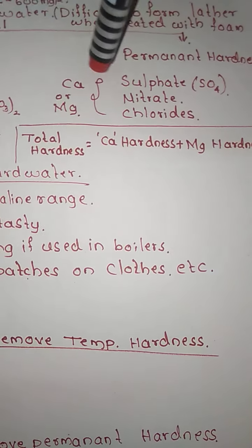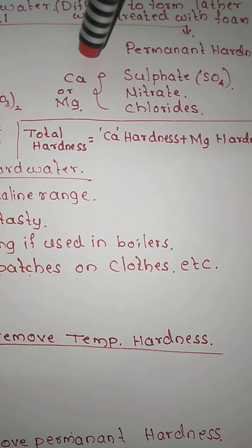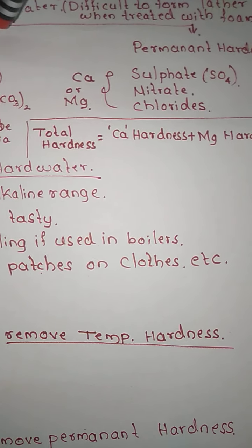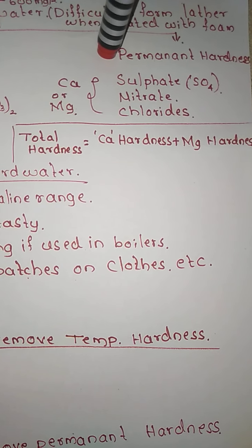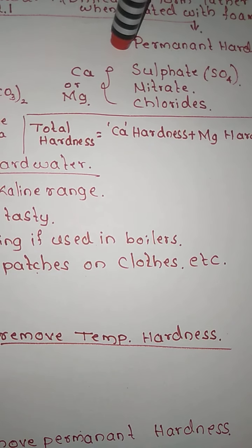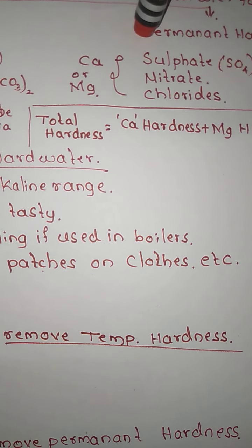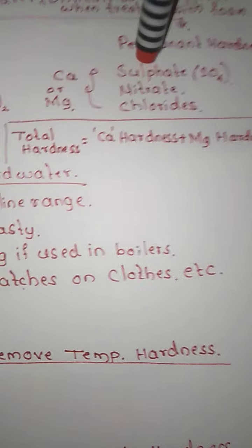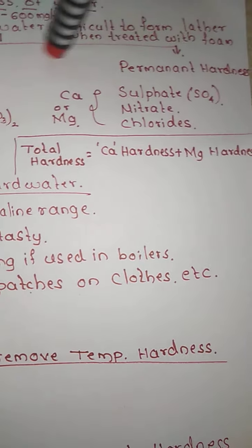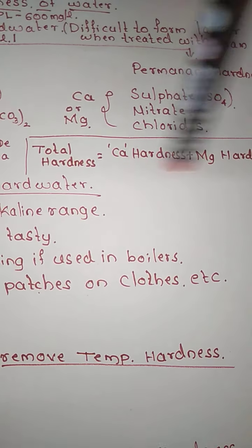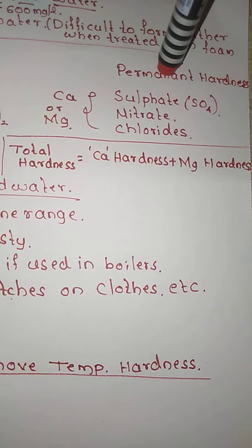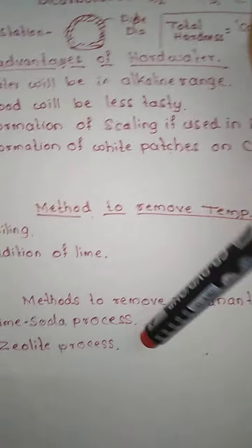Now what is permanent hardness? The hardness of water which cannot be easily removed by boiling or with the addition of lime is called permanent hardness. For this also we have a remedy. We are going to discuss how to remove the permanent hardness, right? So the calcium and magnesium associated with sulfate, nitrate and chloride will impart the permanent hardness. Now how are we going to remove this permanent hardness? We are going to remove it by using the lime soda process and the zeolite process.